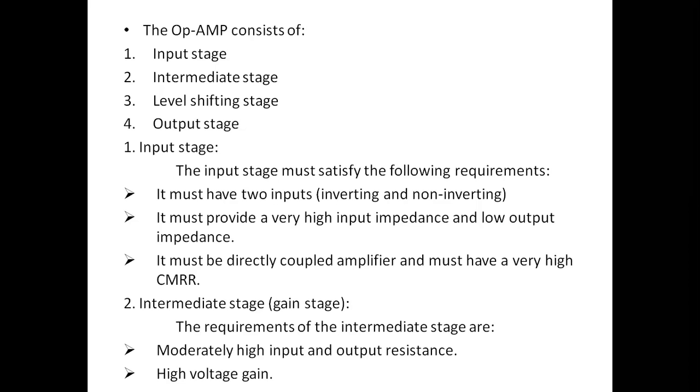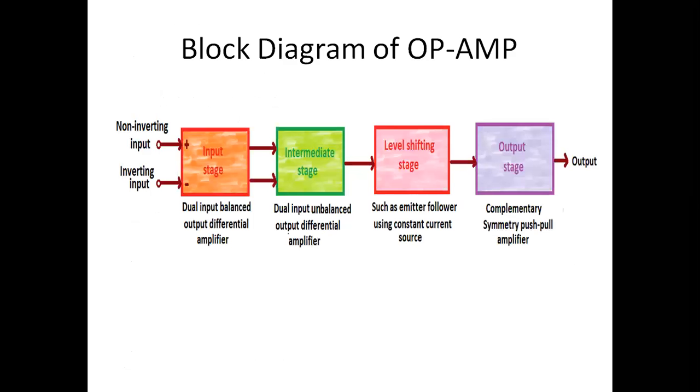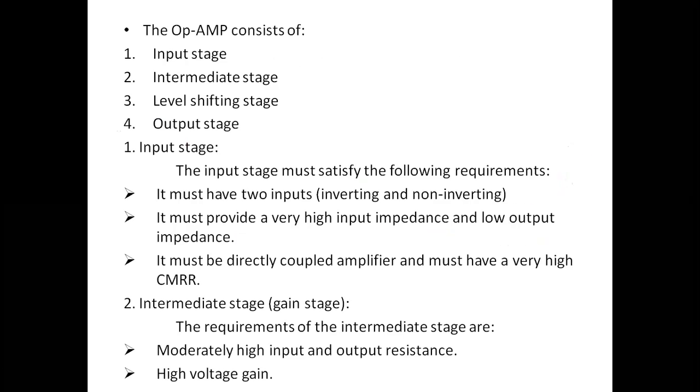So here when we are supposed to use op-amp, the input stage must satisfy the following requirements. It will have two inputs, that will be inverting and non-inverting. It must provide very high input impedance and it will give us low output impedance like an ideal op-amp. It must be directly coupled amplifier and must have infinite high CMRR. So we can use here the dual input balanced output differential amplifier.